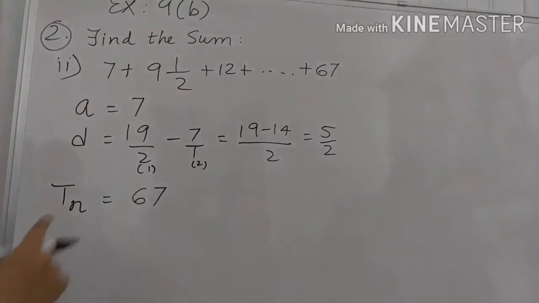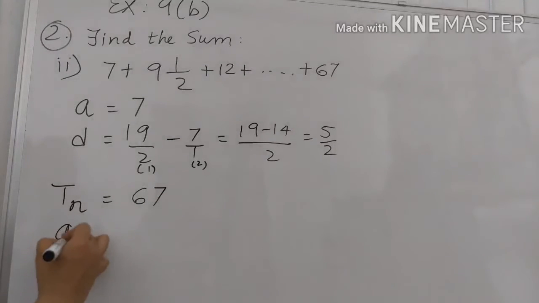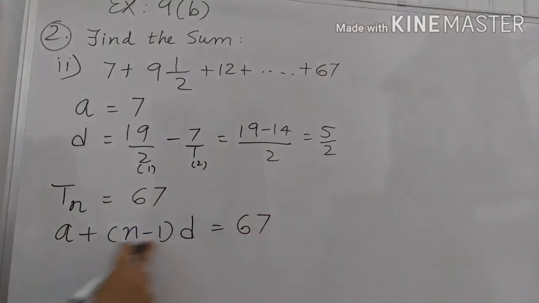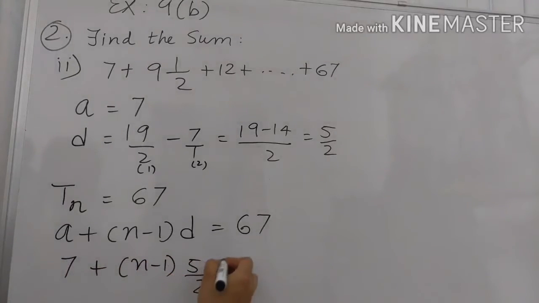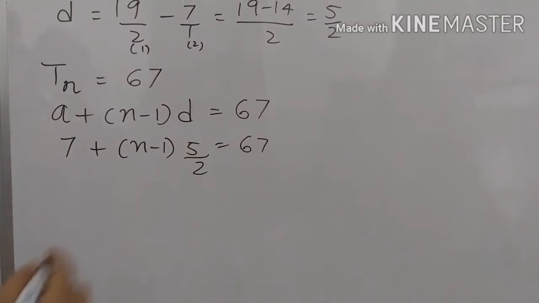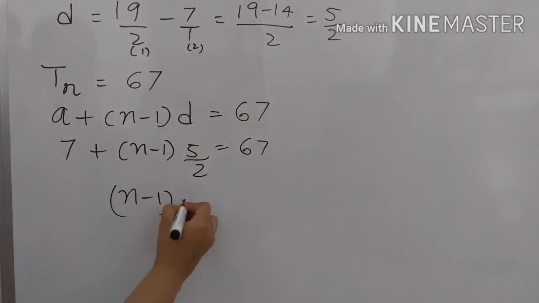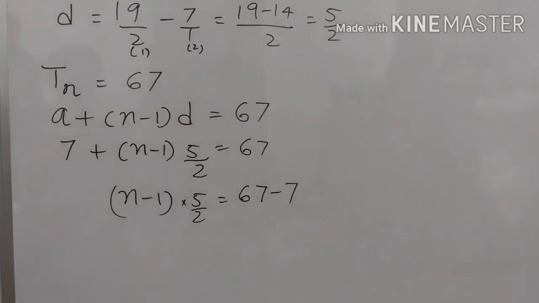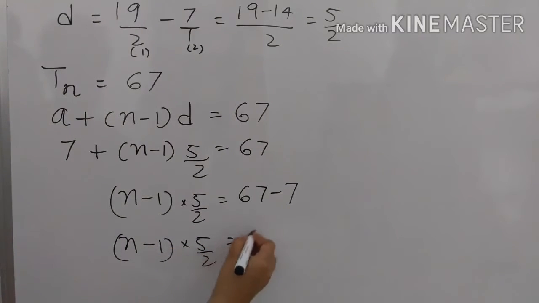So here, using the Tn formula, first of all we have to find the n value. So a plus n minus 1 into d is equal to 67. Substitute values here. D value is 5 by 2. Now solving it further to get our n value, n minus 1 into 5 by 2 as it is, this 67 and minus 7 on the other side. Now n minus 1 into 5 by 2, this is 60 we get.